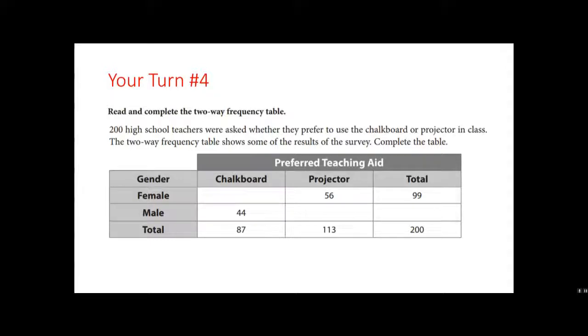Same thing here for your turn number 4. Just notice that now you have 200 high school teachers. Okay. Chalkboard or projector in the class. Okay. Two-way frequency table shows some of the results. Good. All right. So go ahead and just try to finish this table.